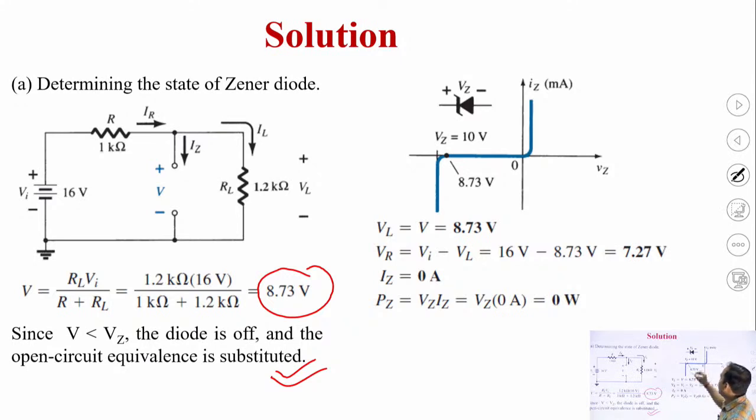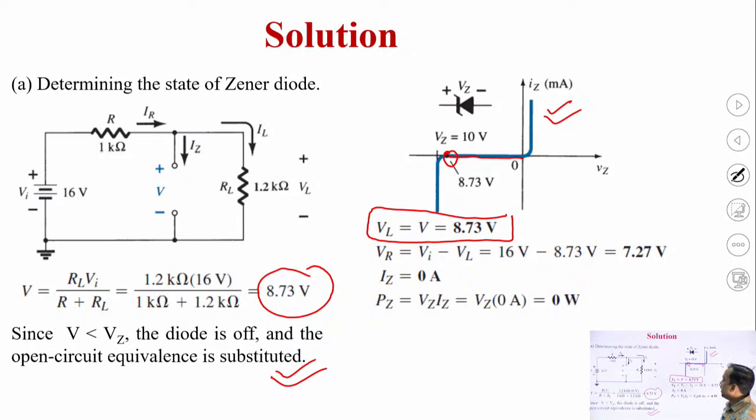From this characteristic curve also we can say that we are operating at this particular region, and at this region the current is 0. So VL, what is VL? VL is the same as what we have calculated, which is 8.73.